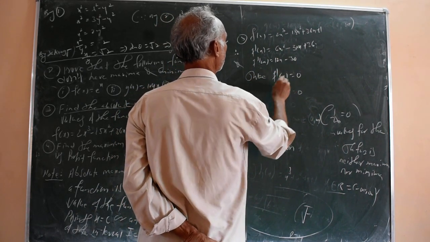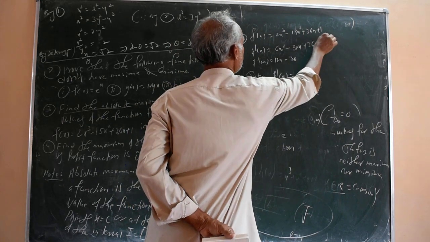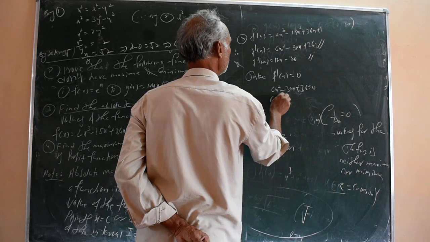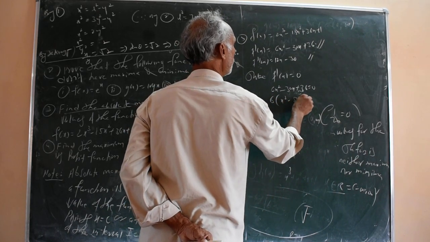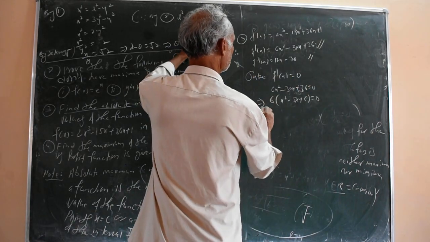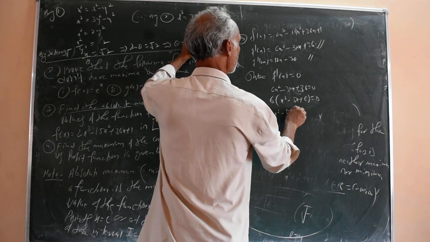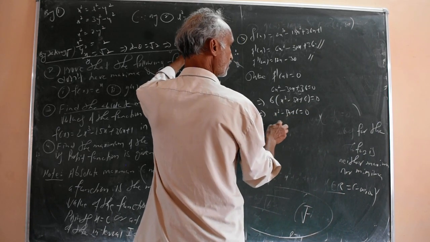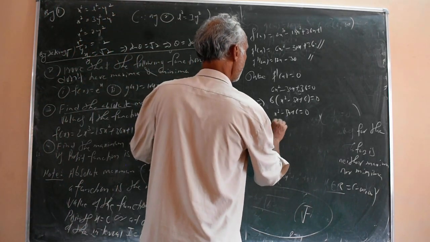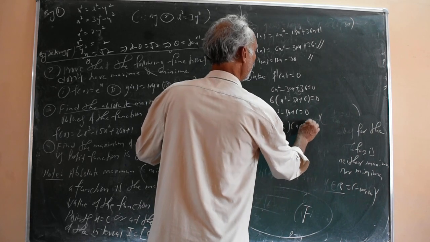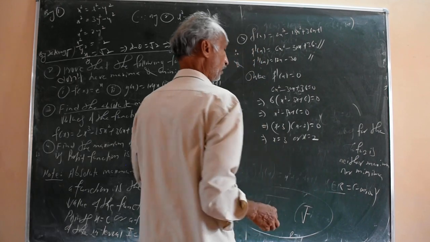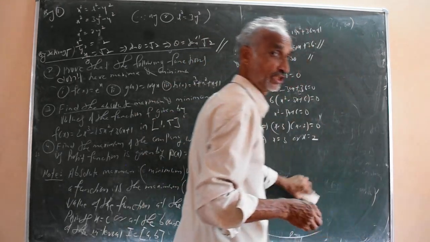F dash of x is 0 implies 6x square minus 30x plus 36 is 0. 6 is common. X square minus 5x plus 6 is 0. 6 ones are 6, and for minus 5 we take minus 3 and minus 2. X minus 3 into x minus 2 equals 0 implies x is equals to 3 or x is equals to 2. These are the critical values, extreme values.